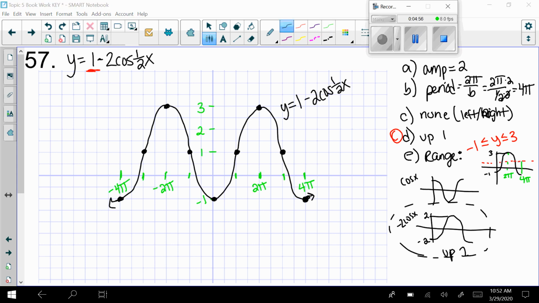Here's my finished product, guys. That was a tough one. But notice that midline. It's important to kind of keep track of that midline so that you know where it's at. That midline here is at y equals 1.